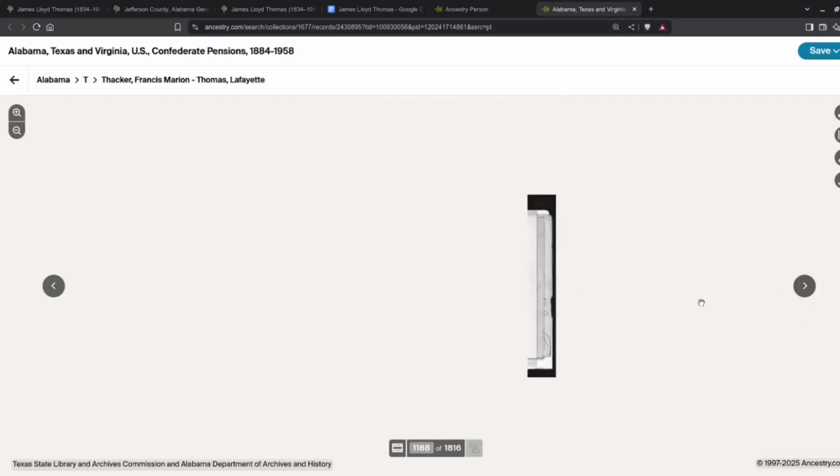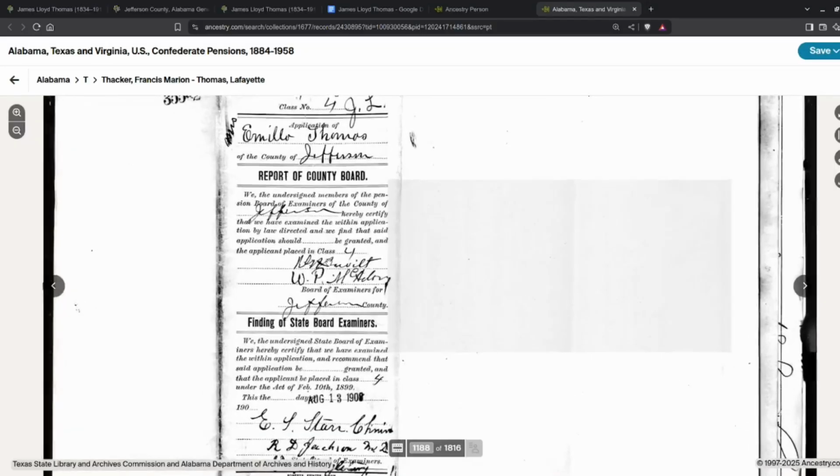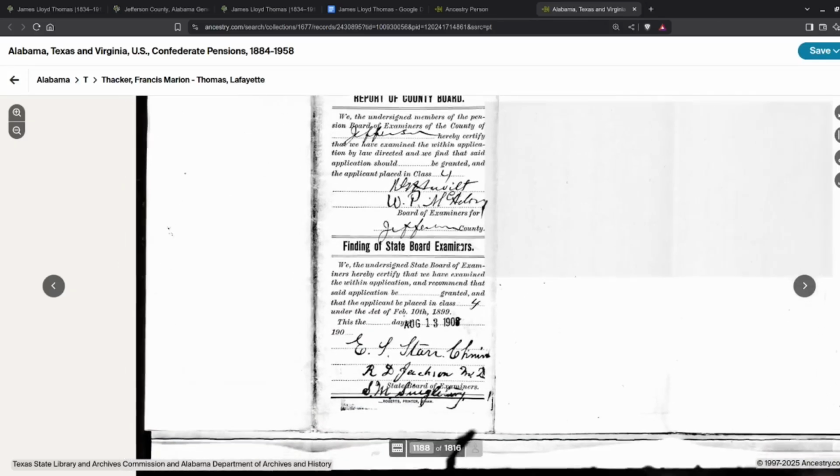All right, moving on. This next one. Okay, so this is part of the widow's application. You can see application of Emila Thomas, and she was awarded the pension and assigned to a class number 4. I'm not 100% sure what that class meant. It would probably refer to the amount of money that she would have been awarded. Most likely it was not very much money. So the pensions were pretty small.